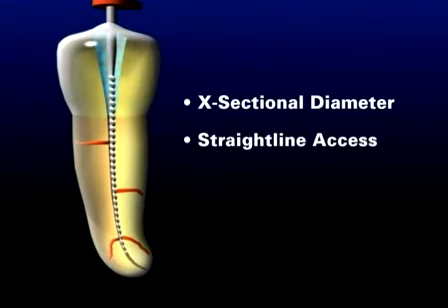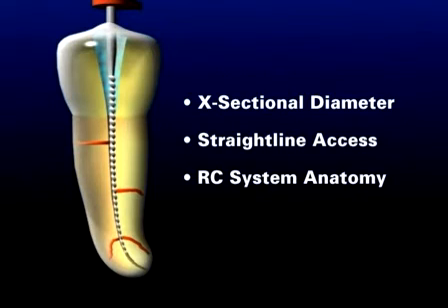Scouter files confirm the presence or absence of straight-line access. Clinicians can observe the handle position of an instrument to see if it is upright and paralleling the long axis of the tooth or skewed off axis. Scouter files can provide important information regarding root canal system anatomy.